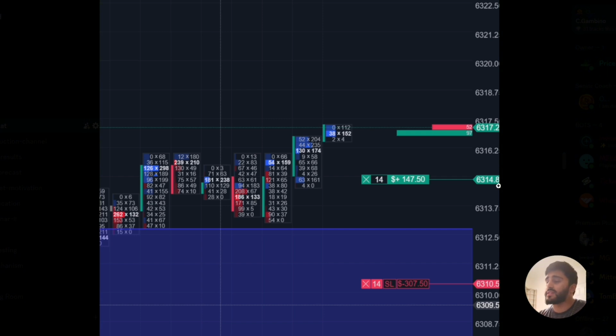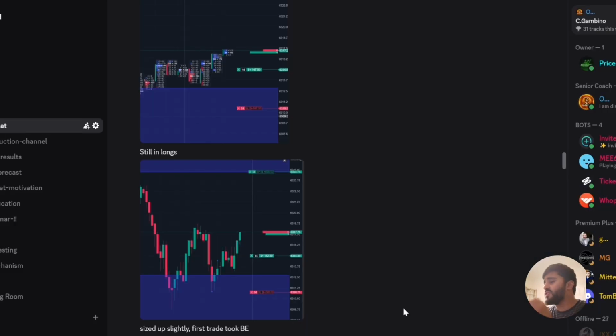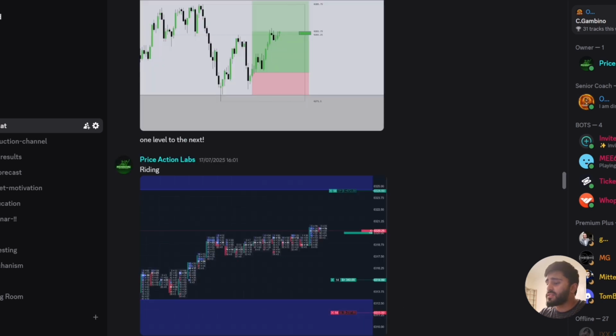This is what gives us the indication to do that. And once you've done that, once you can understand who's in control between buyers and sellers, the rest of it becomes very easy, because you're simply trading from one fair value gap to the next. So how would I have taken this trade if I was taking it?